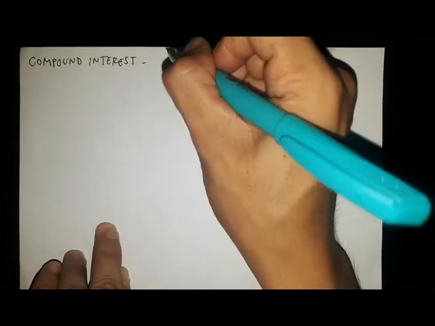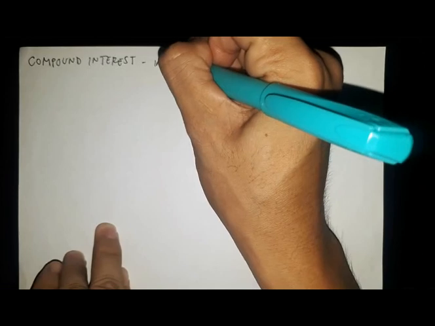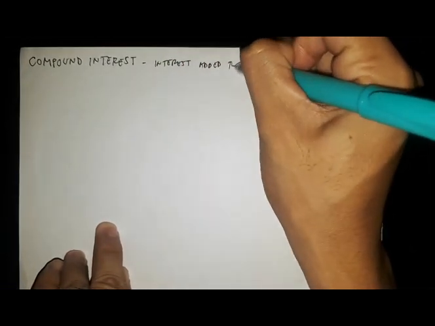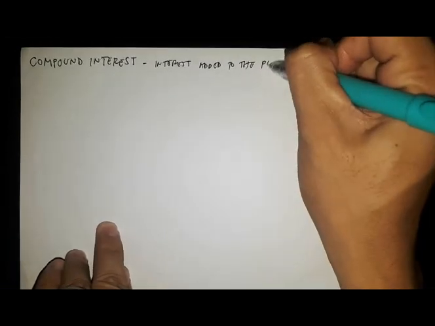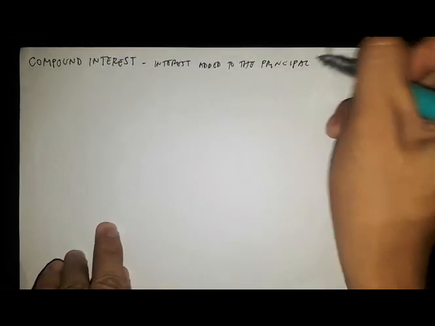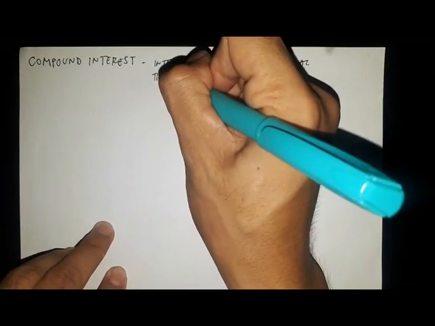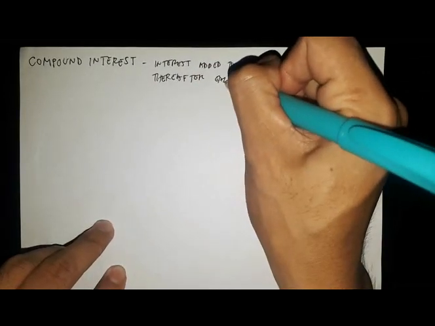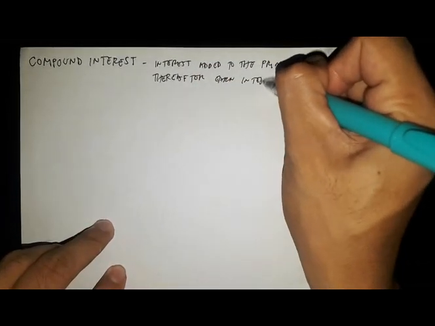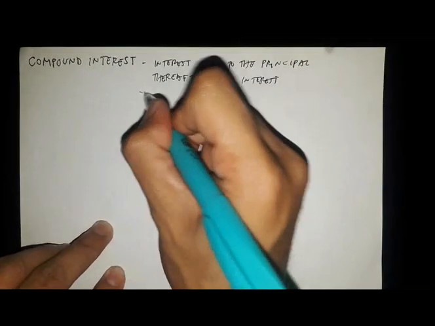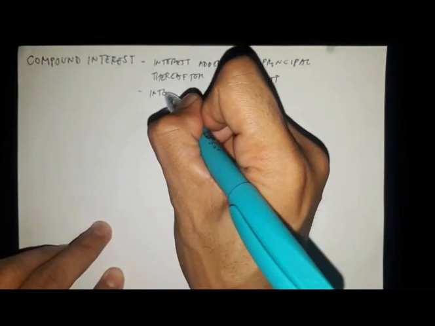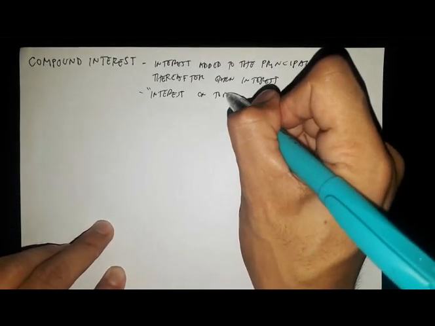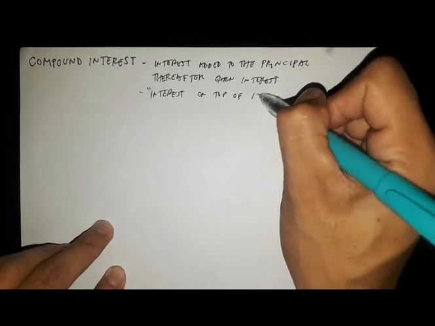Compound interest is the interest added to the principal amount. Thereafter, it earns interest. Or in other words, this is the interest on top of interest.